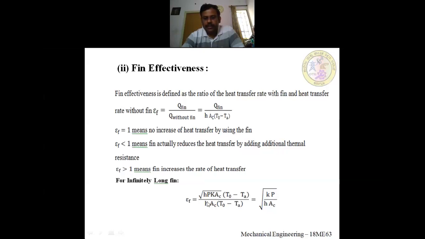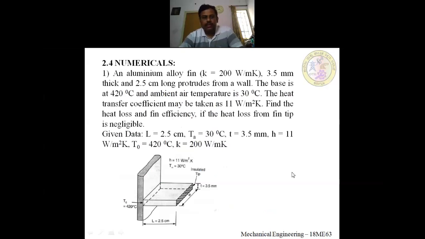Here h times Ac is there. Here also h times Ac, in the square root. So this h times Ac, I can write as square root of hAc times square root of hAc. So in the numerator one square root of hAc gets canceled. Remaining will be PK or KP, and one more square root of hAc is there. Okay, this is about fin effectiveness. So we'll solve numericals.